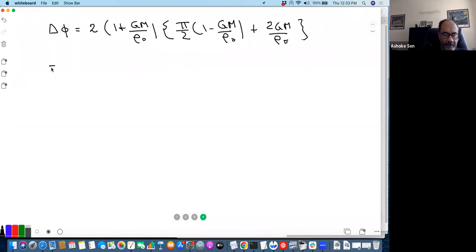And now I'm going to multiply it out, and ignore terms of order gm over rho 0 squared. So when you multiply this out, you get pi times 1 plus gm over rho 0 times 1 minus gm over rho 0. That's 1 plus higher order in g squared m squared over rho 0 squared, so we ignore that. This product just gives you pi. And in the second one, you can ignore this gm over rho 0 because that will again give you g squared m squared over rho 0 squared. So we get plus 4 gm over rho 0. Is this clear?